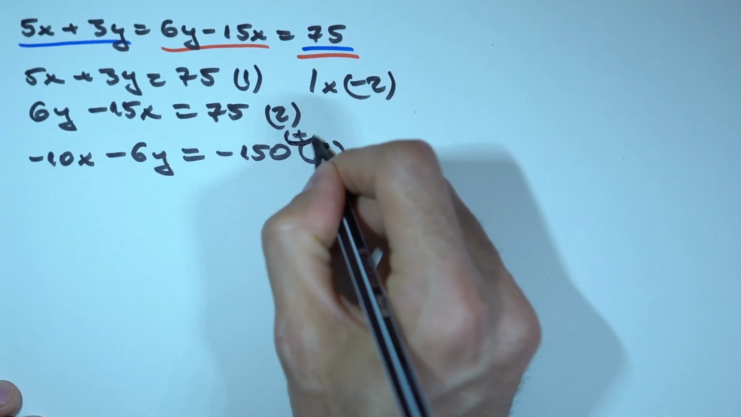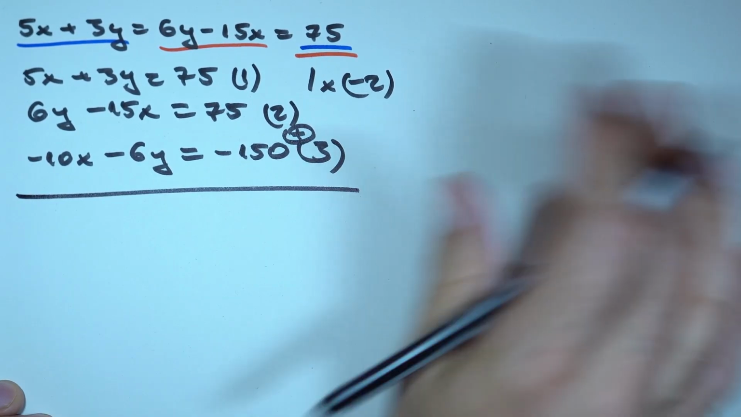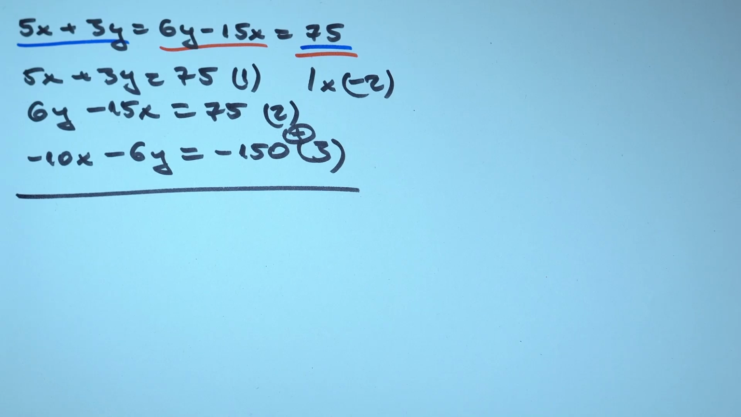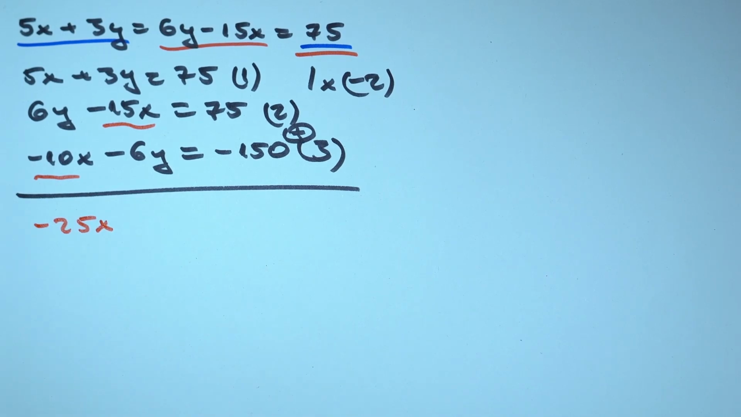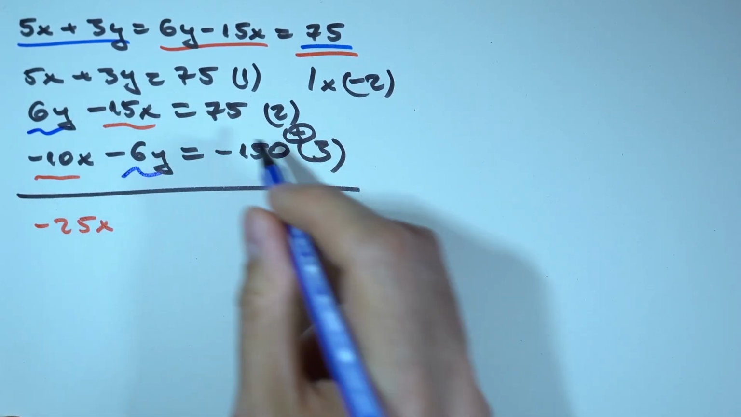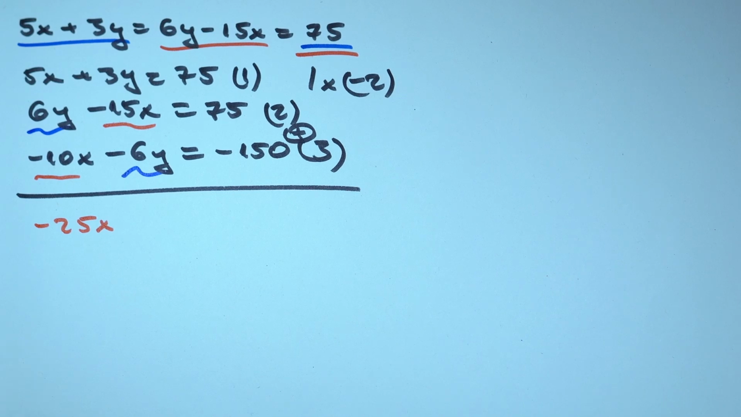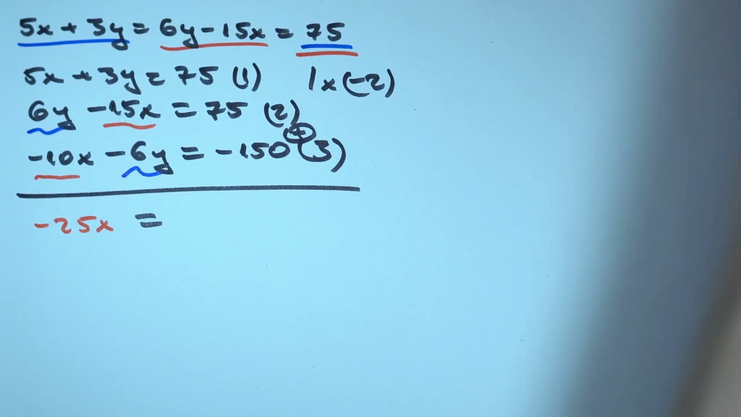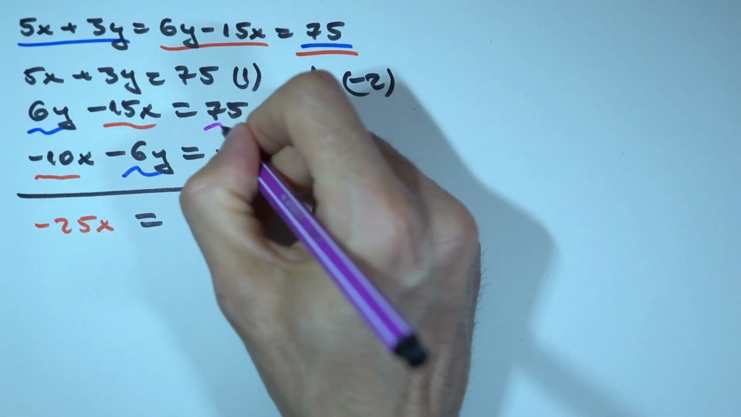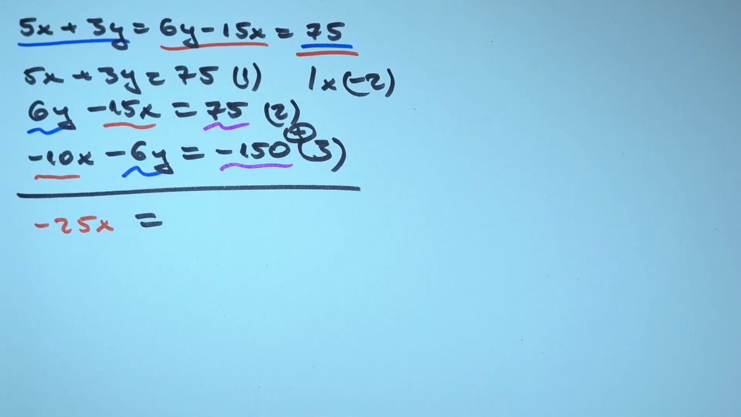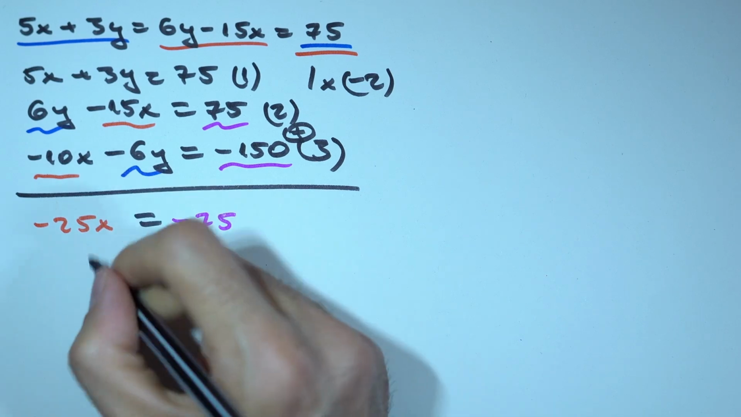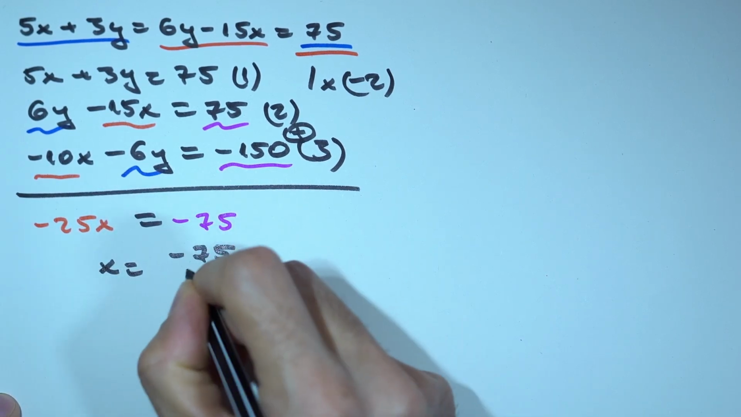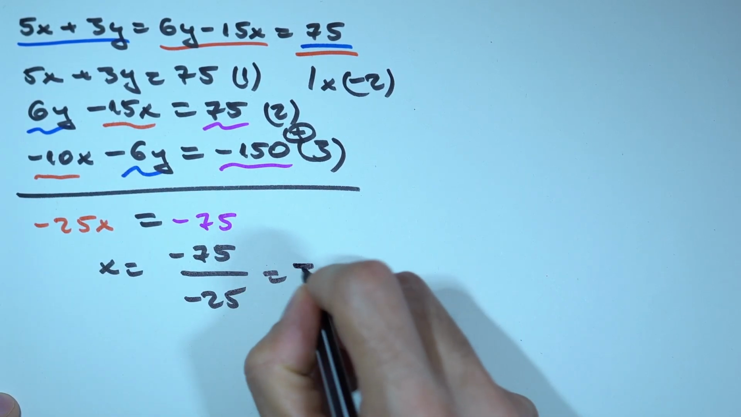And if we add equations 2 and 3 together, we obtain the following. We have minus 15x. Let's underline them. We have minus 15x minus 10x, which is minus 25x. Then we have 6y minus 6y, which is 0. And this equals, let's take another cover. We have 75 plus 75 minus 150, which is minus 75. Or x equals minus 75 over minus 25, which is 3.